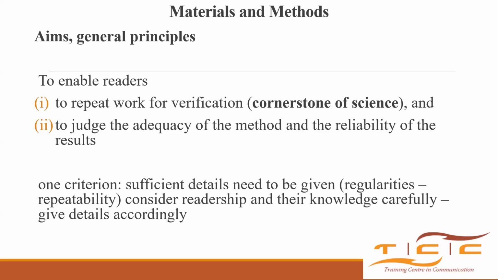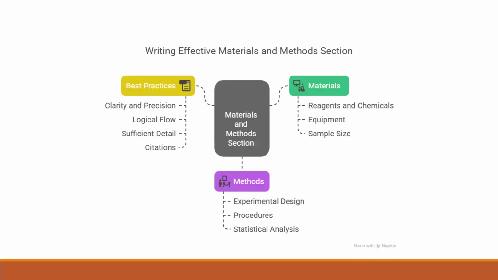So if I doubt that these results could be obtained out of the methods you are describing, then I will start asking questions. I will ask you, well, maybe you just cooked the results, because then I don't know how you obtained them. Now, it should enable the readers to repeat your work for verification. So it is the cornerstone of science, and it also helps us judge the adequacy of the methods and the reliability of the results. So if I doubt that the methods are adequate, that will also make me start doubting the reliability of the results that you are presenting. So give enough details. And the problem is sometimes, as a researcher, you are too close to these methods that you think a lot of things are obvious. It's not for everyone. Okay.